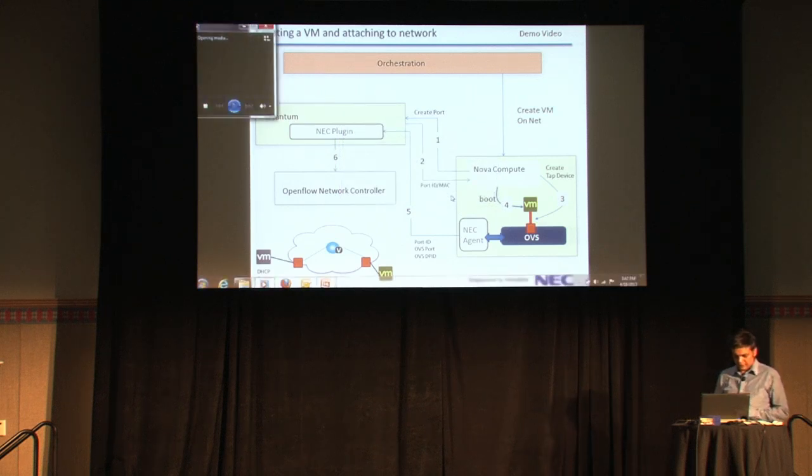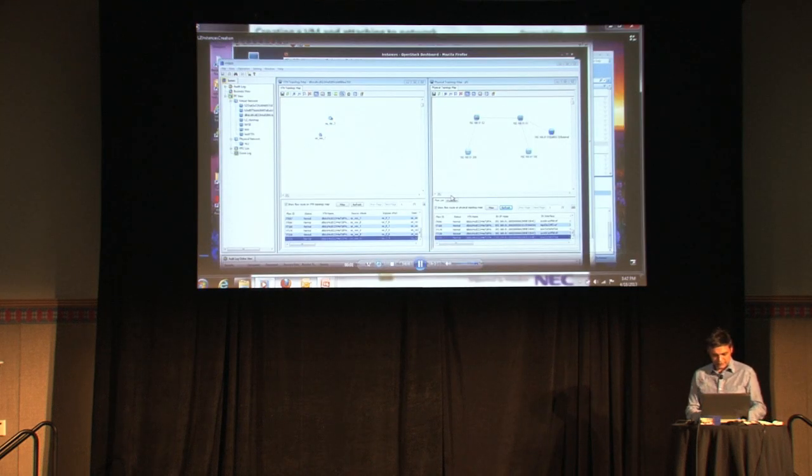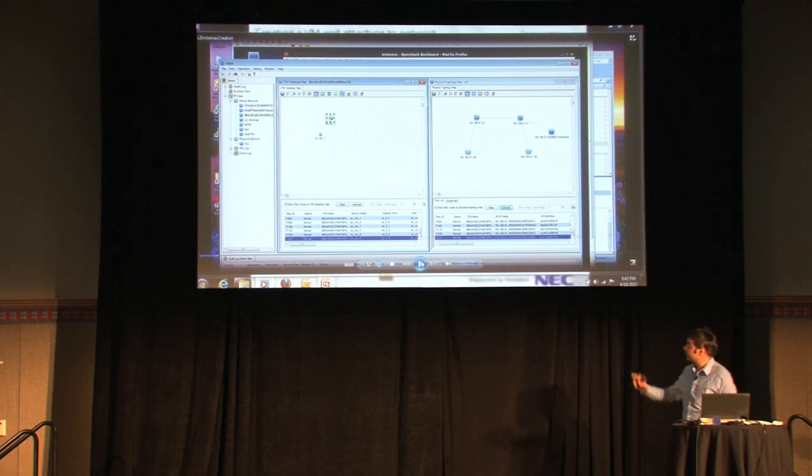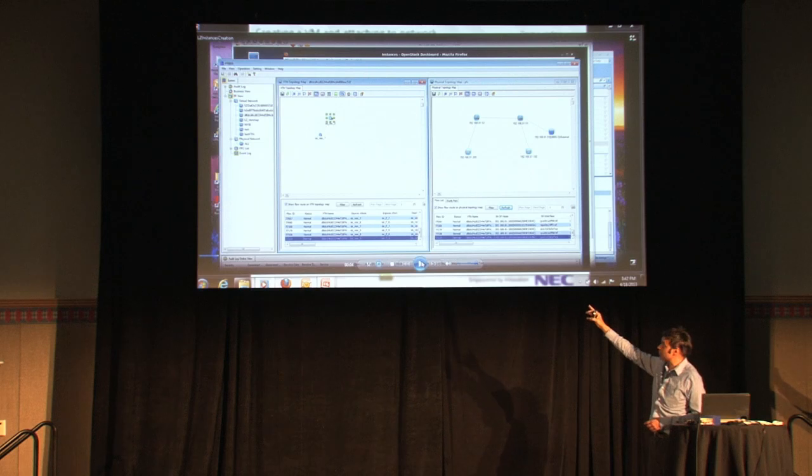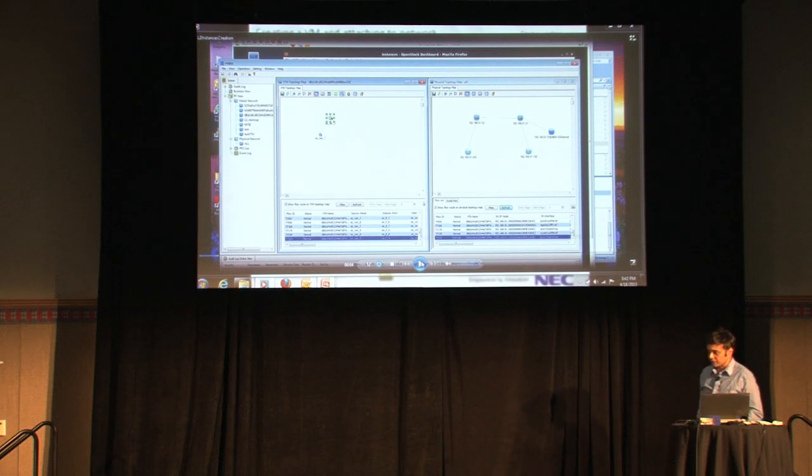for instance creation. And you can see here that at the right side, you have the four switches, the two virtual switches and the two physical switches. In the left side, which is that virtual network, there is only one VM which is connected to that, which represents a DHCP.